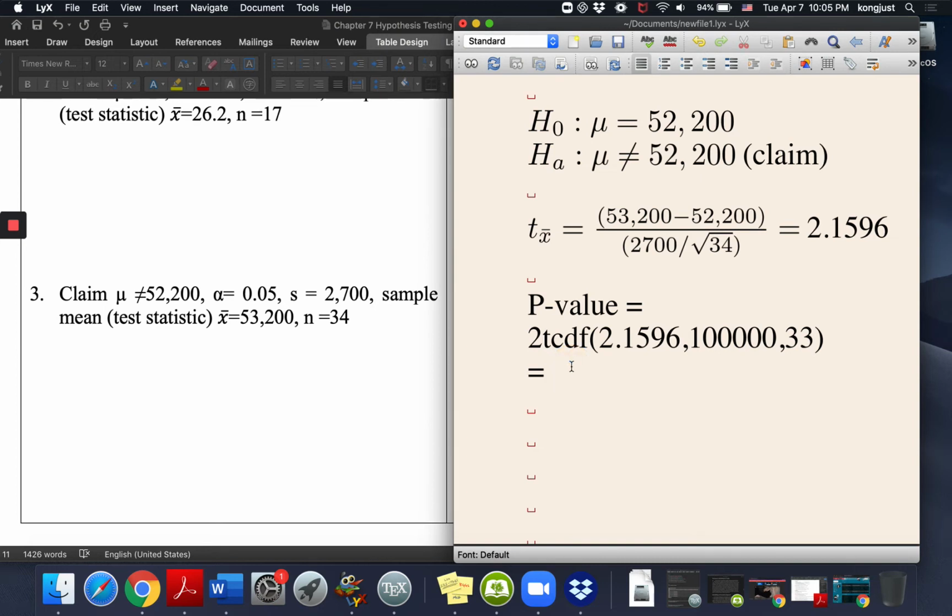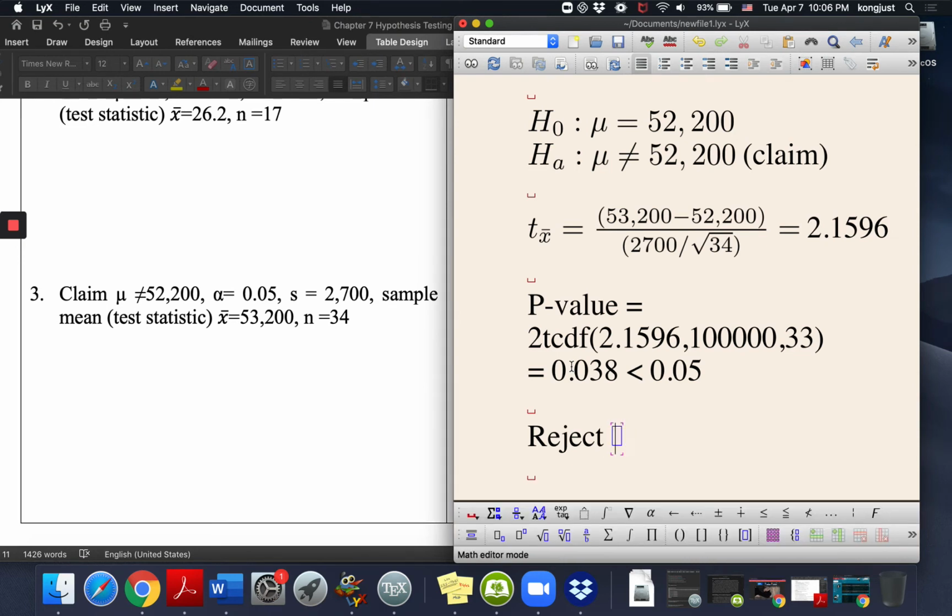All right, what does that give me? Let's see. So in the distributions menu, I want 2 times the TCDF of 2.1596, comma 100,000, comma 33. Almost forgot to multiply by 2. Multiply by 2, that's 0.038. That's enough to compare to 0.05. It's less than 0.05, so less than that means it's a rejection. Reject H naught.